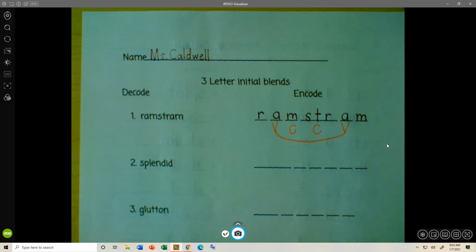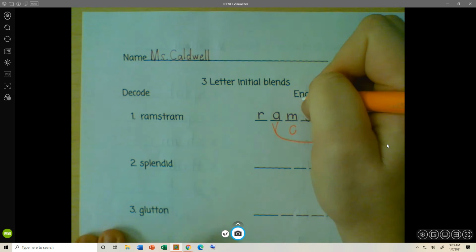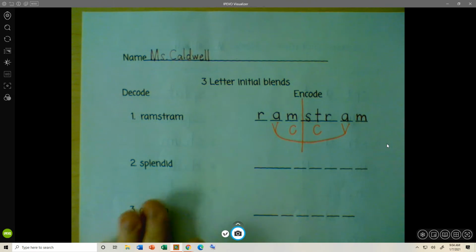Okay, so we're going to check our wall because if you're confused about where to split, we have all of our syllable patterns on the wall. Where am I going to split this, Anastasia? Right between the M and the S. Good, between the M and the S.